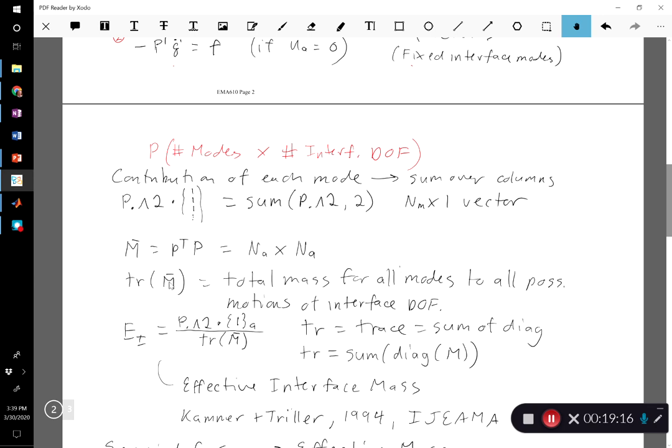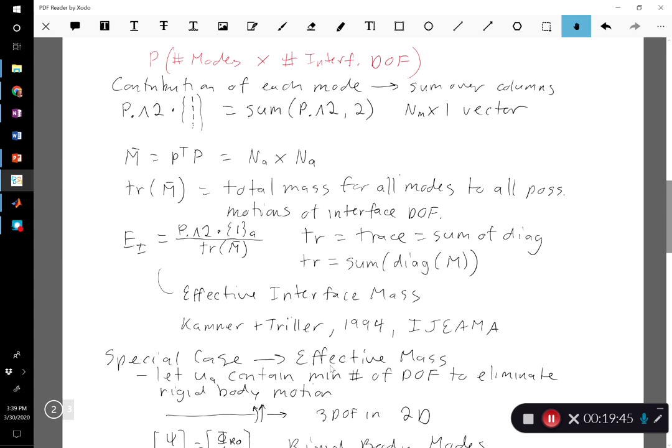One way is to use the trace of the matrix M, which is just P transpose P. So it'll have a size of number of sensors by number of sensors, and then you add all that up. Basically, that's the total mass. Number of sensors, I guess I should say number of boundary degrees of freedom, or number of types of interface motion. So this could work for any system, and Kammer and Triller presented this in the 90s.